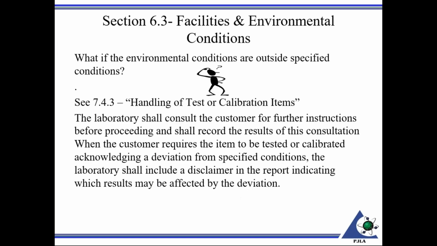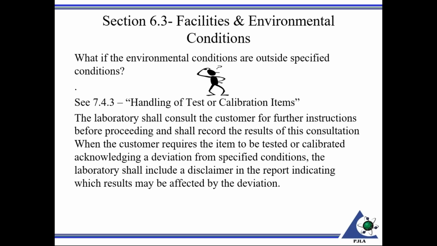So what if the environmentals are outside specified conditions? Let's say that you were operating between 68 plus or minus 2 degrees, and it happens to be 80 degrees. What can you do? You're going to perform the calibration on site at the customer location, and it's outside the specifications. This is actually covered under 7.4.3, handling of test and calibration items. So that's a requirement that I'm bringing forth here.